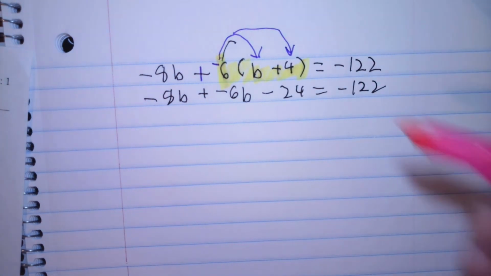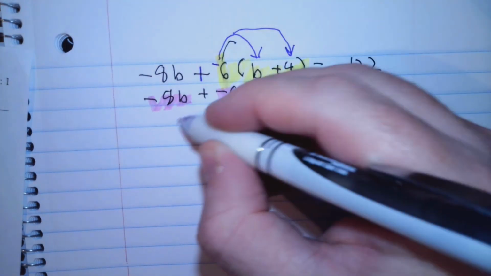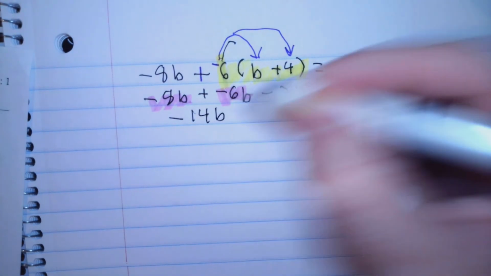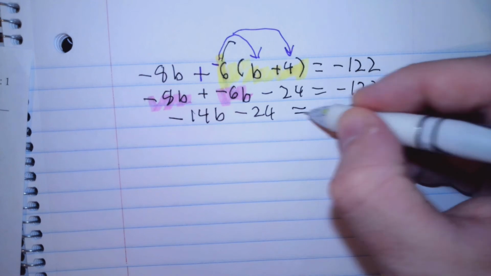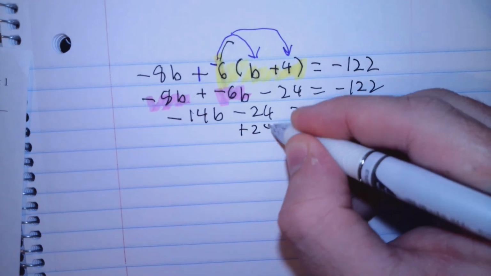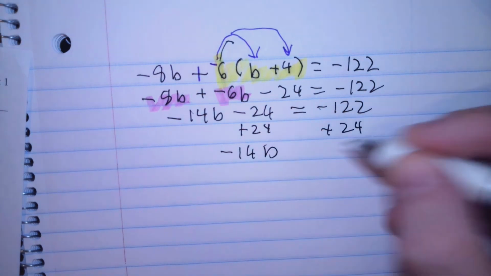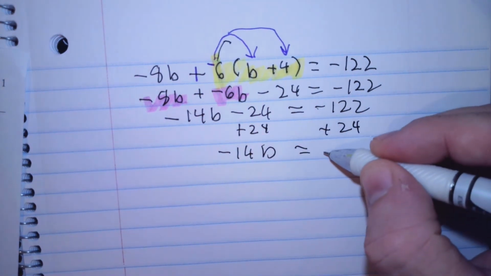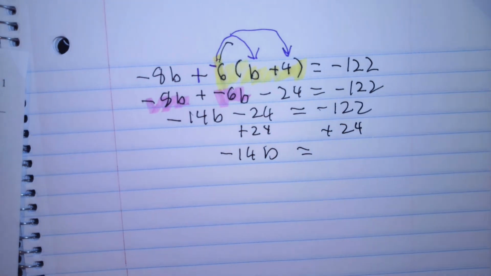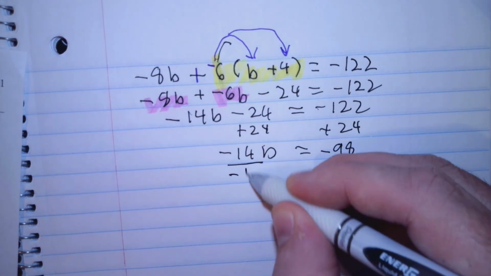Combined like terms, we got a negative 6b and a negative 8b. So we're going to combine those up. That would end up being a negative 14b minus 24 equals negative 122. Let's add that 24. I get negative 14b equals 146. Well, no, not 146. That's a negative. So we are going to subtract it, and we're going to get a negative 98. So be careful about those negative signs. Almost made a mistake.